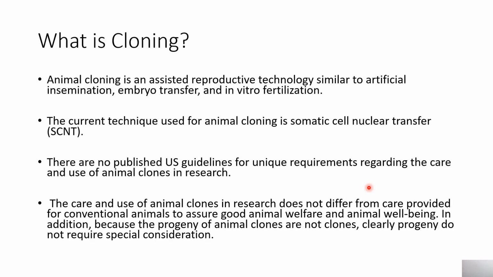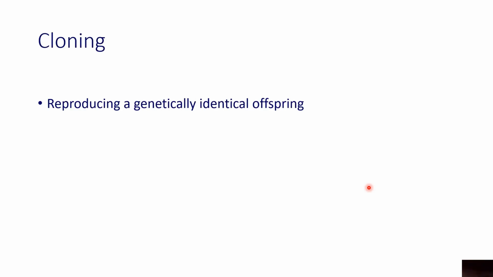First, if we have to talk about this vector insert ratio, we need to start from the basics. So what is cloning? Animal cloning is an assisted reproductive technology similar to artificial insemination, embryo transfer and in vitro fertilization. The current technique used for animal cloning is somatic cell nuclear transfer, SCNT. There are basically no published guidelines for unique requirements regarding the care and use of animal clones in research. The care and use of animal clones in research does not differ from care provided for conventional animals, to assure good animal welfare and well-being. In addition, because the progeny of animal clones are not clones, progeny do not require special consideration, right? So what is cloning? Basically reproducing a genetically identical offspring.